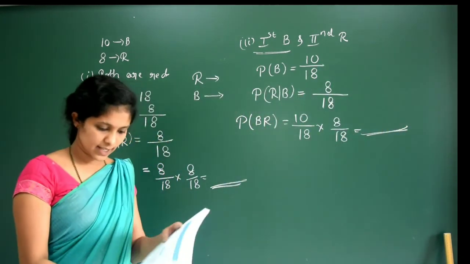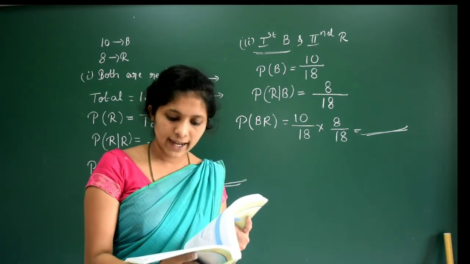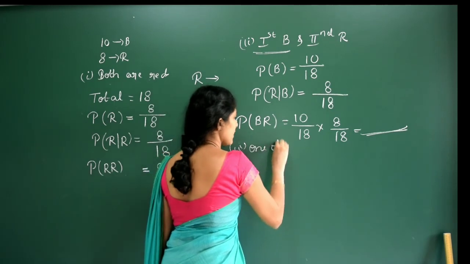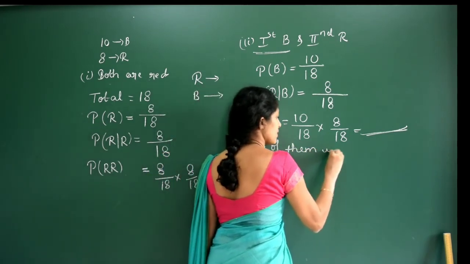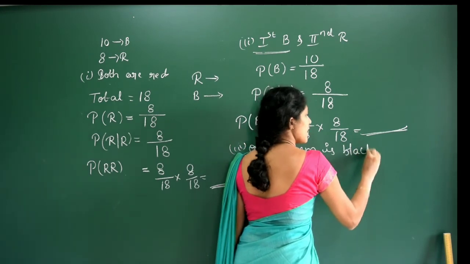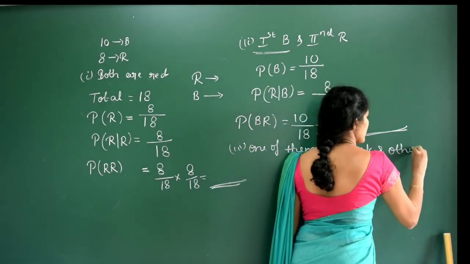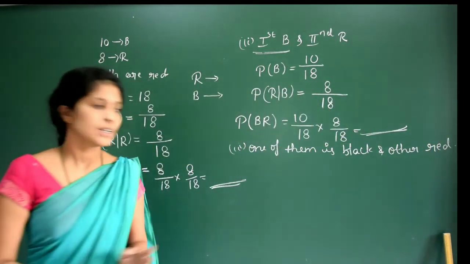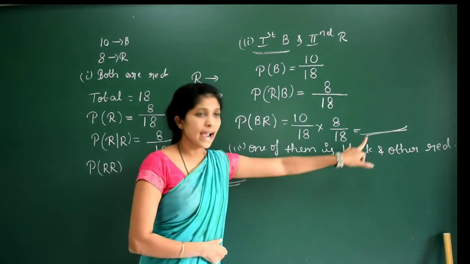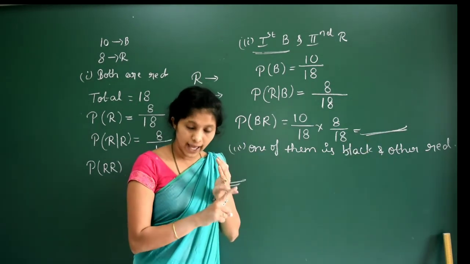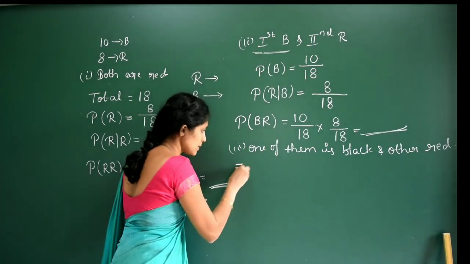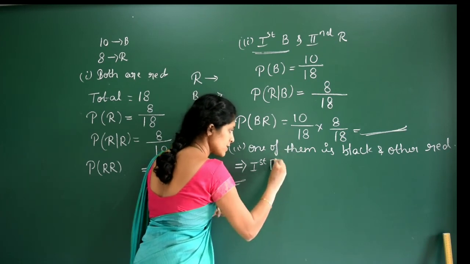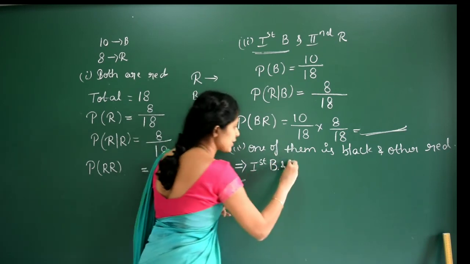Now one more is there in this. The third one is, one of them is black and the other is red. Here two possibilities will be there. One possibility is first black and second red.